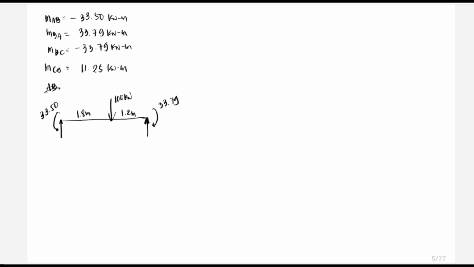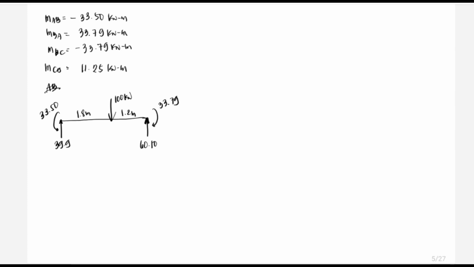So, we have 100 multiplied by 1.8 plus 33.79 minus 33.50, divided by 3. So, we will be having 60.10. So, 100 minus that po ng ating answer would be 39.9. So, ilagay nyo lang dito, 39.9.